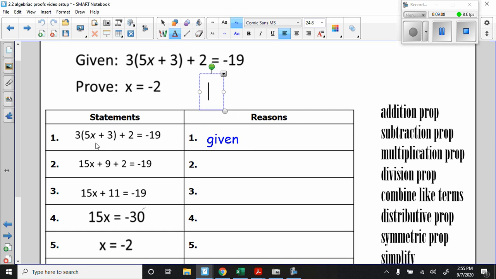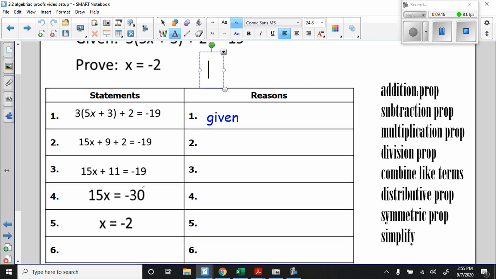All right, so take a look at my problem here. How did I get from here to here? I hope you see it, but here are some properties I can use. Here are the properties we're going to use the majority of the time for algebraic proofs. And this one, I hope you see, is the distributive property. So I could say distributive property of equality, or prop, okay?